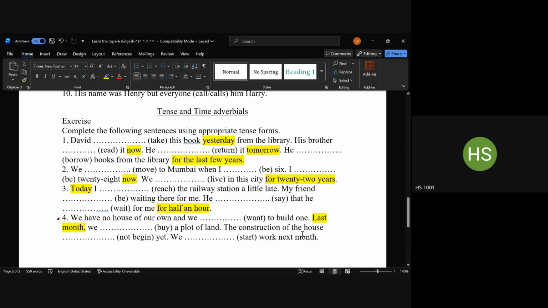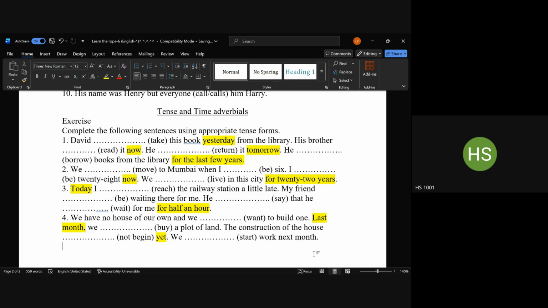The construction of the house dash not begin yet. Yet is your clue. Yet is your time adverbial. Has not begun yet. The construction of the house has not begun yet. Correct. So present perfect because you have the yet adverbial here.